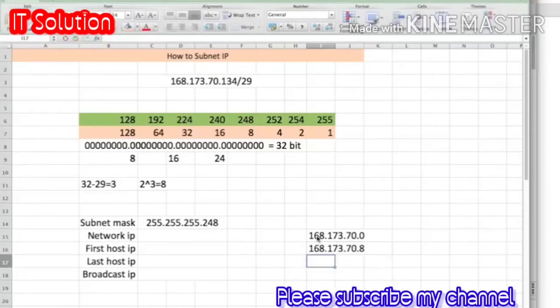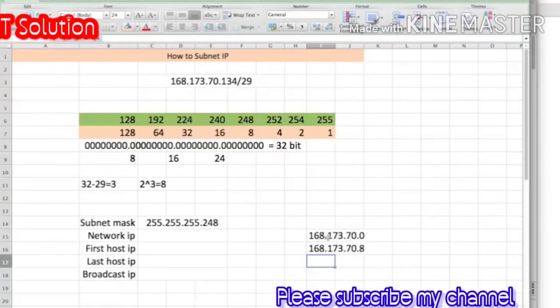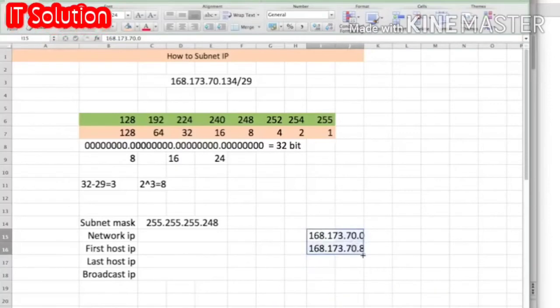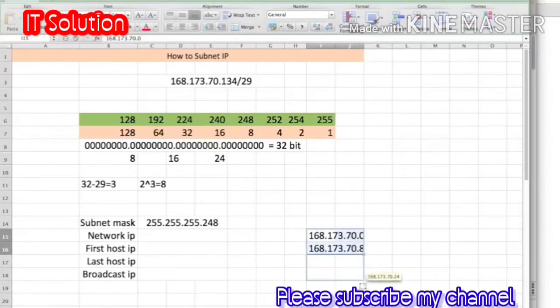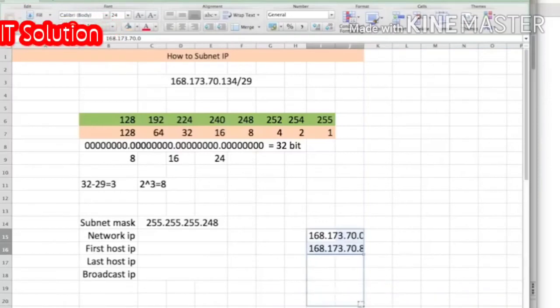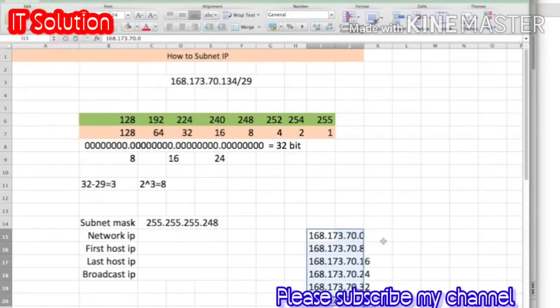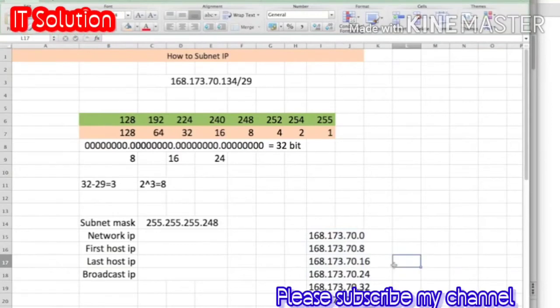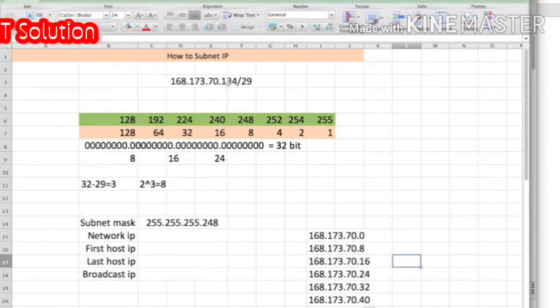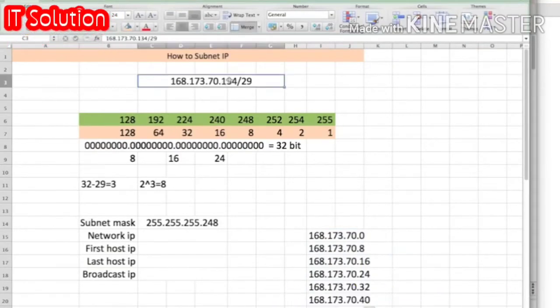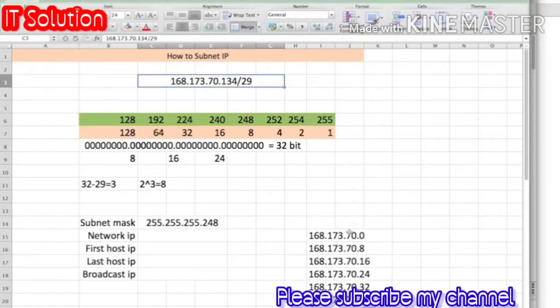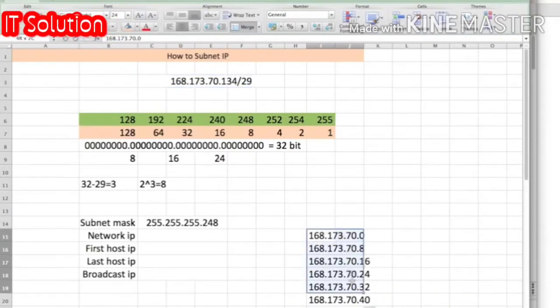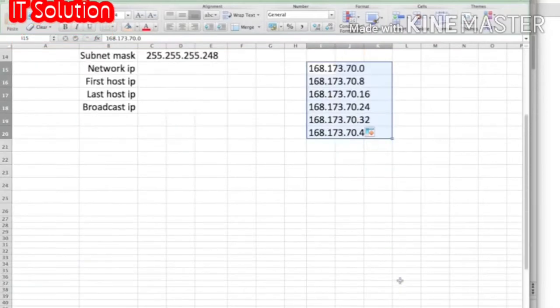168.173.70.8, because remember they increment by 8, right? And you just go down 16, 24, 32, 40, so on and so forth, right? Because they keep incrementing by 8. Well, the last IP is 134, right? 134.